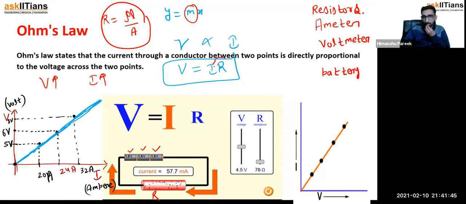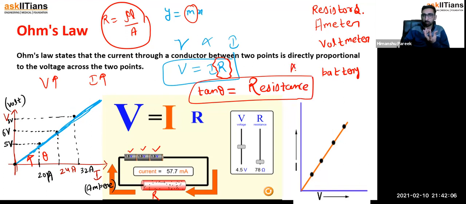So here if you compare, R is the slope, meaning in the voltage versus current graph, this is the slope, right? Tan theta, which we call. So tan theta is the slope. So what is the slope representing? It is giving you the resistance. It's a very, very important thing.